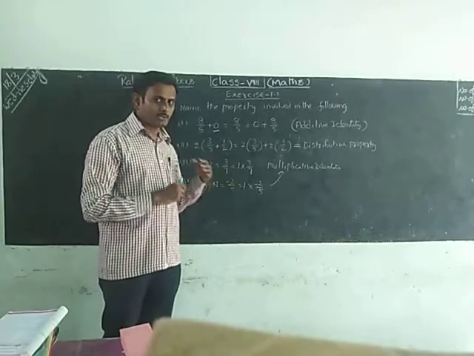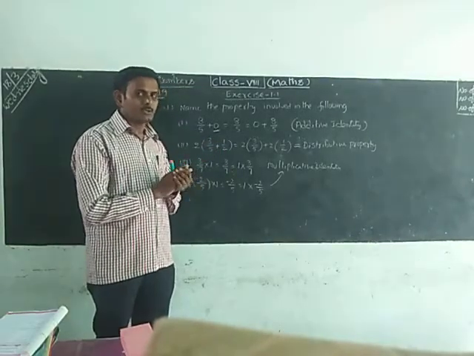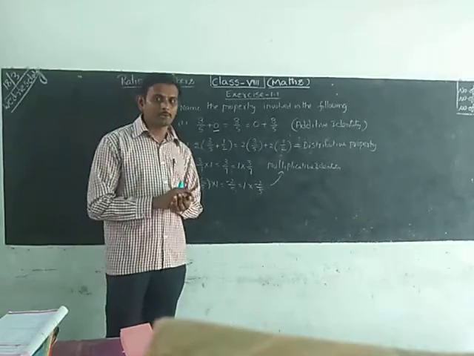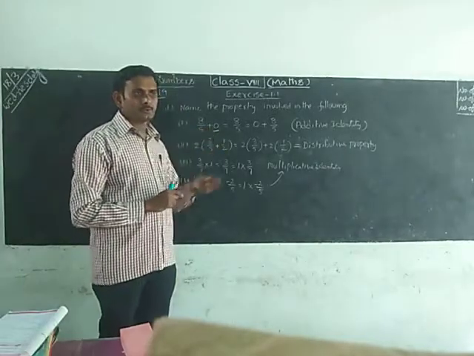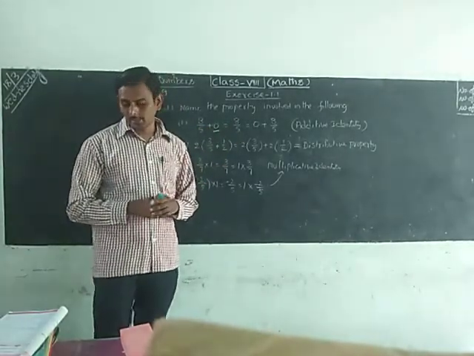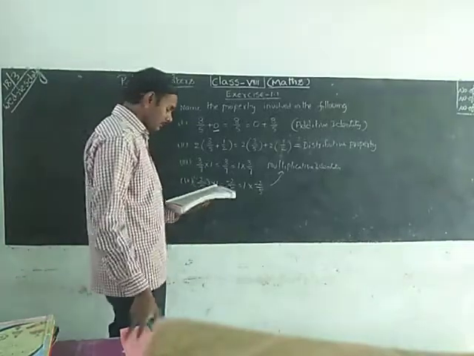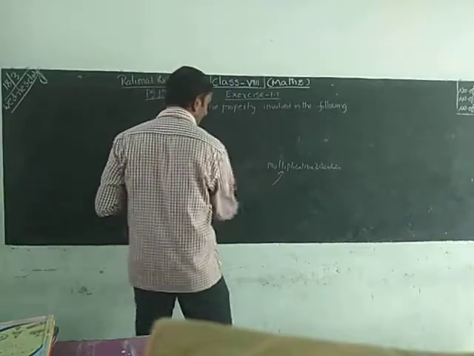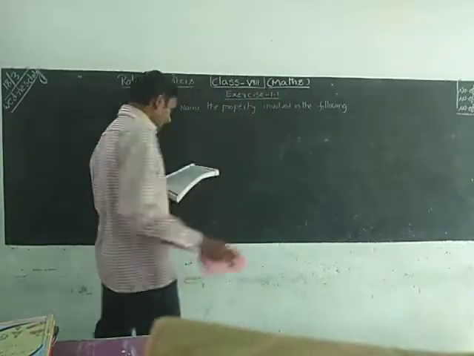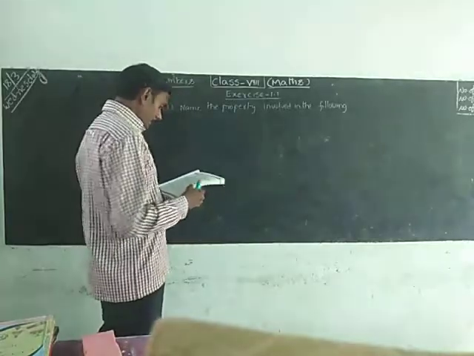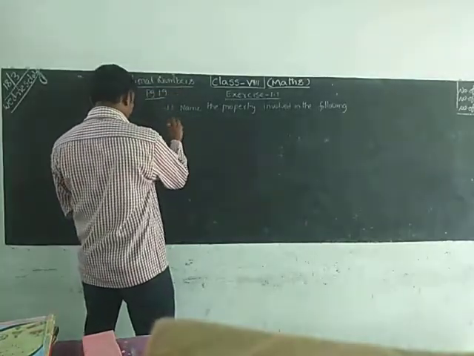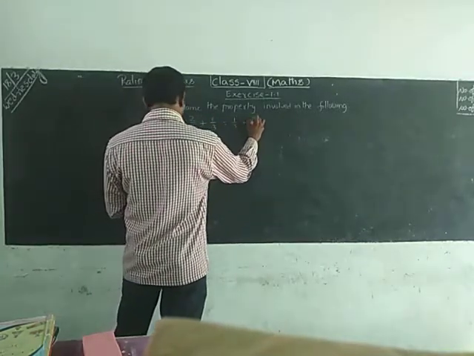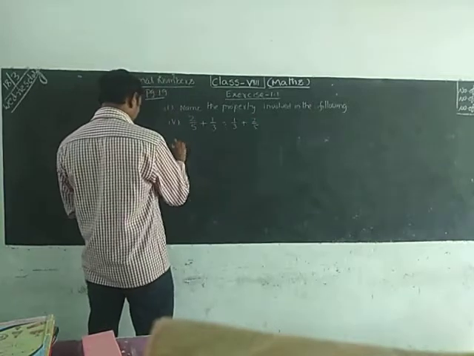When a statement is given to you with 1 and multiplication, that is called multiplicative identity. 0 with addition means that is the additive identity. We go for the remaining sums also. We go for the fifth one: 2 by 5 plus 1 by 3 equals 1 by 3 plus 2 by 5. Calculate for the questions.